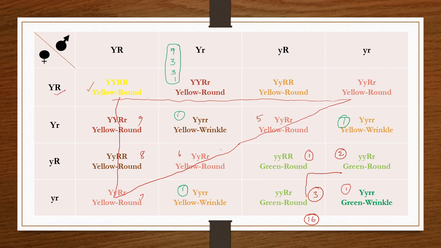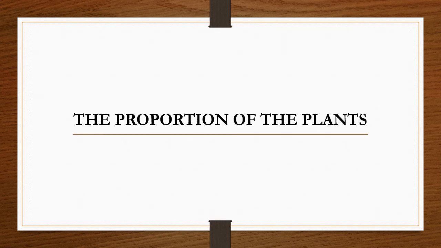So remember, in dihybrid cross, the total number of gametes formed is 4: 4 gametes from male, 4 gametes from female. So when these gametes are fused, a total of 16 offsprings are formed. In these 16 offsprings, 9 are yellow round, 3 are yellow wrinkled, 3 are green round and 1 is green wrinkled. So these are the proportions of the plants.